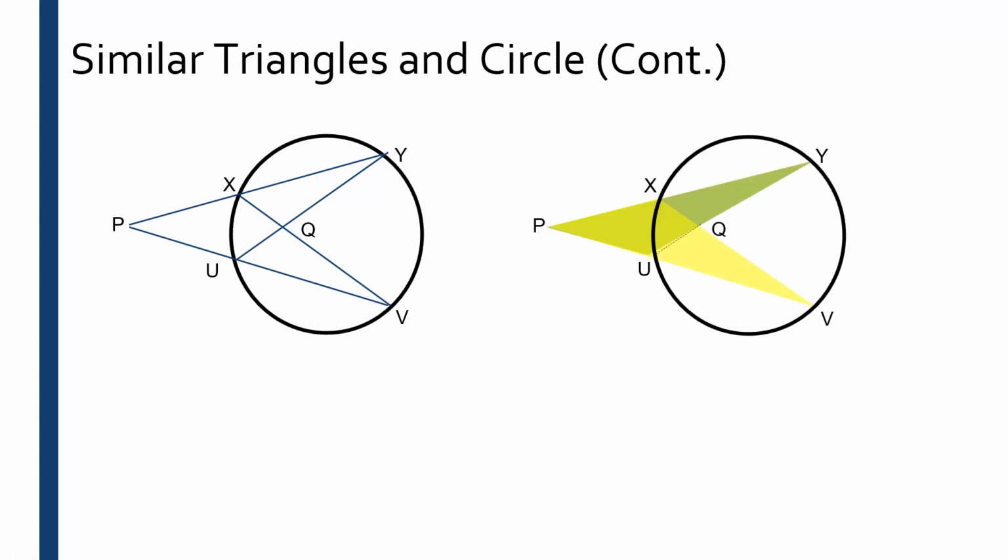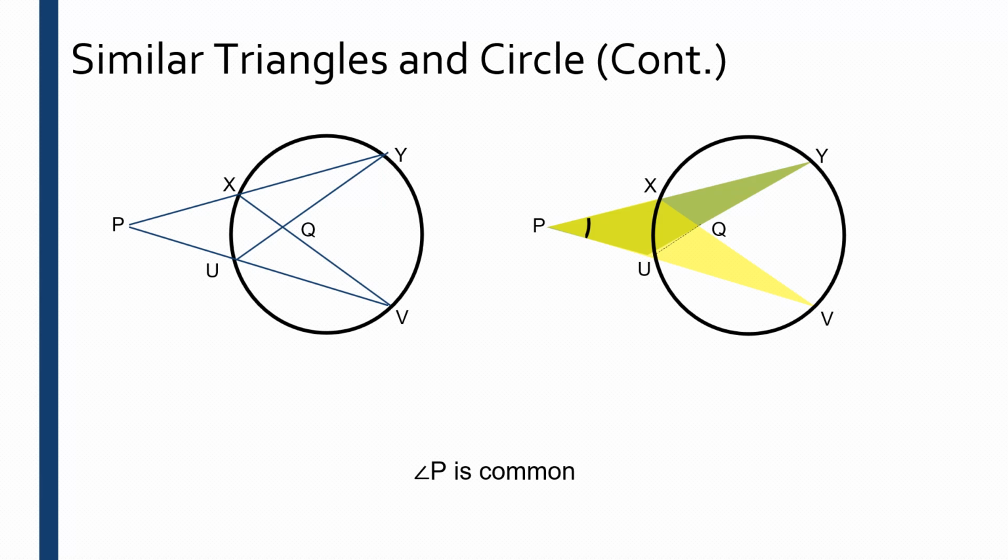PUY and PXY are similar. How are those two triangles similar? We can use AA similarity. Let's find two pairs of angles that are congruent. First, angle P is common.